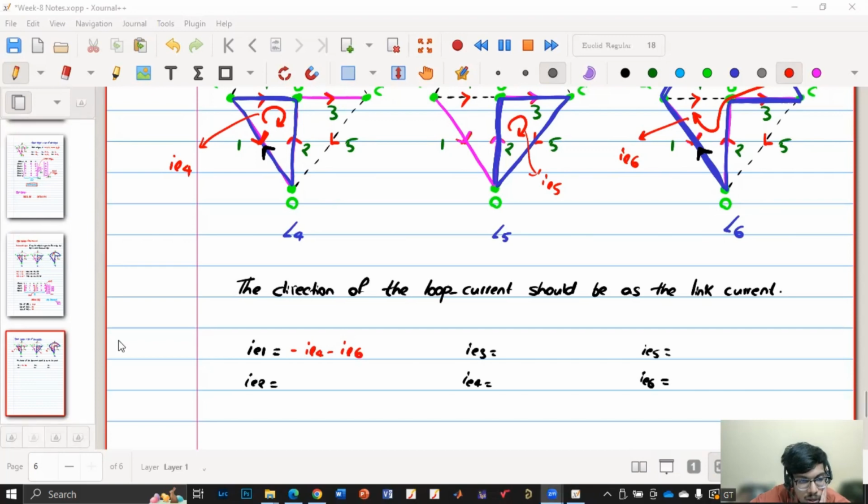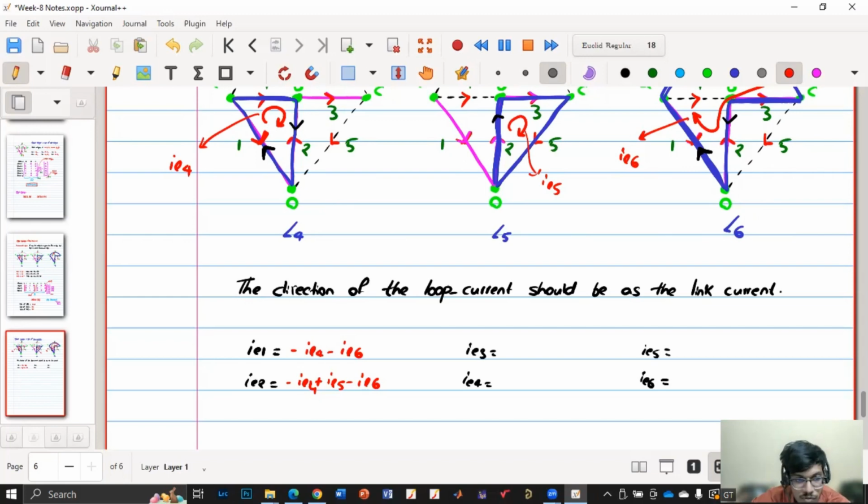Yes, sir. Okay. So now IE2. If you consider IE2 here in the downward direction, here upward, here again downward. If it is in the opposite direction, we'll give minus. If it is in the same direction, we'll give plus. So IE2 is minus IL4 plus IL5 minus IL6, because IL5 is in the same direction and the other two are in the opposite direction.